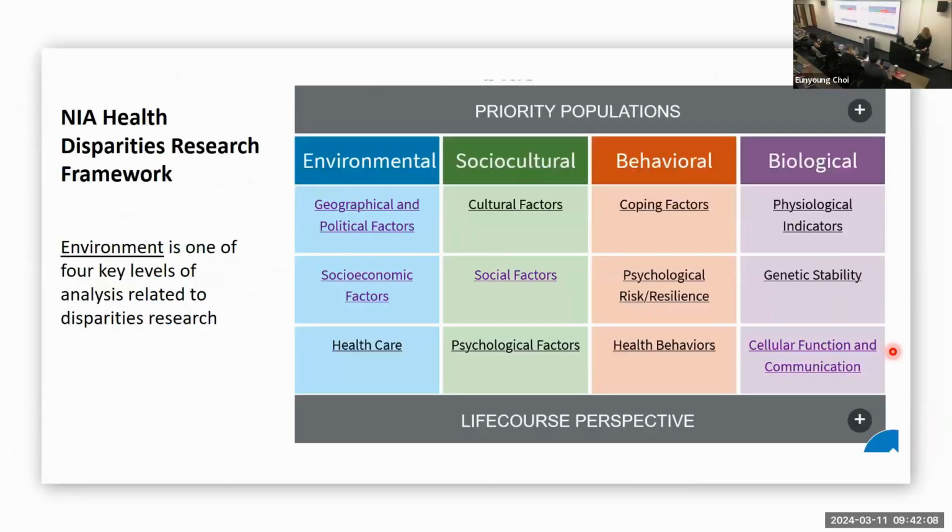And this coincides well with the NIA Health Disparities Framework, which is very much built off of the NIMHD's Health Disparities Framework. And you'll see in their 4 buckets of factors that they're interested in, environment is one of the 4. And so we do a lot of work on the geographical and political factors and socioeconomic factors. And you heard there are a few people here as well that work in healthcare.